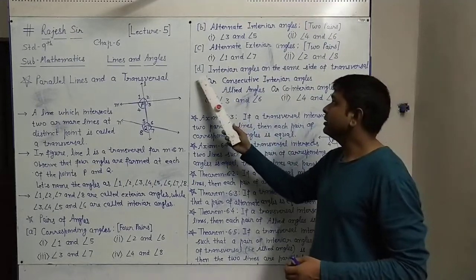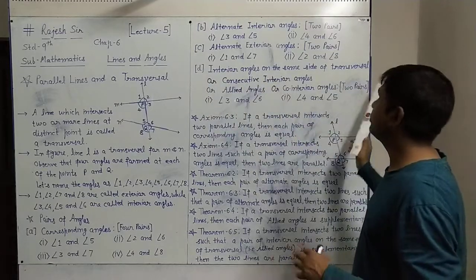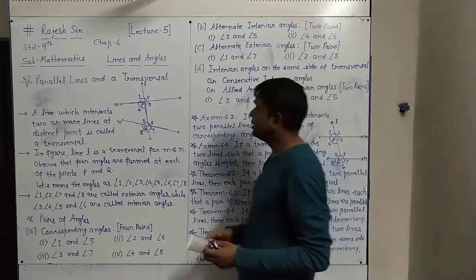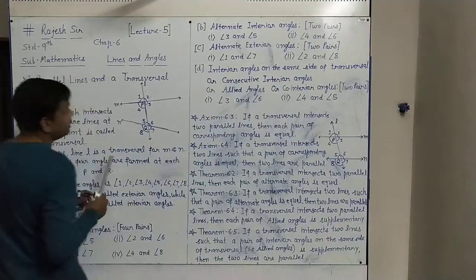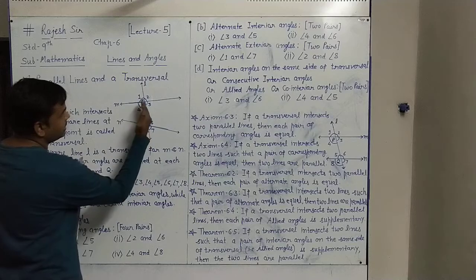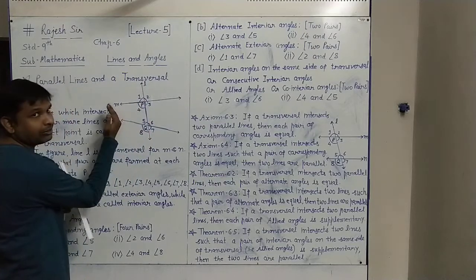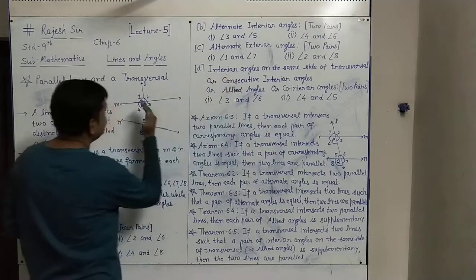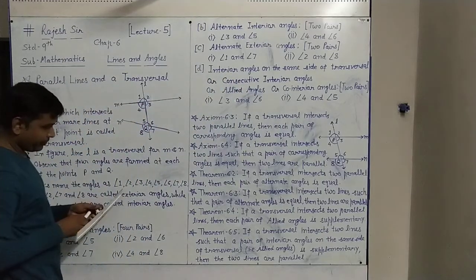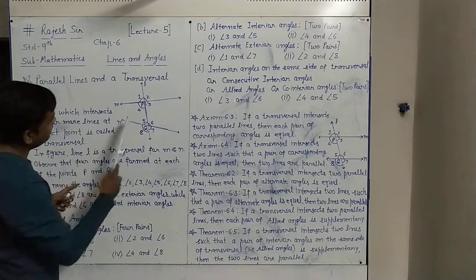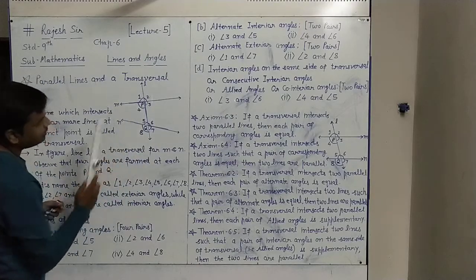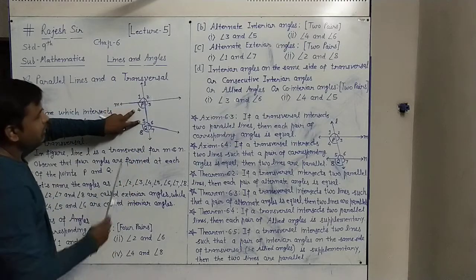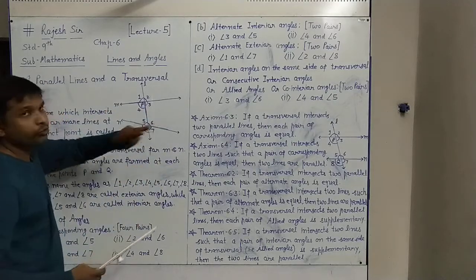Now D is interior angles on the same side of the transversal. As the heading is, the same is here. The same side of the transversal we have to see. This is the transversal. Same side means if you are looking on the left side, you have to see on the left side only, and in that also interior angles. So on the left side the interior angles are, this side, 4 and 5. Interior angles on the same side of the transversal: 4 and 5. On the right side, 3 and 6. So 2 pairs here also we have.